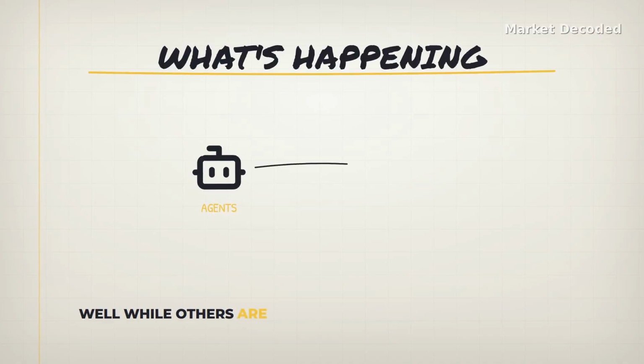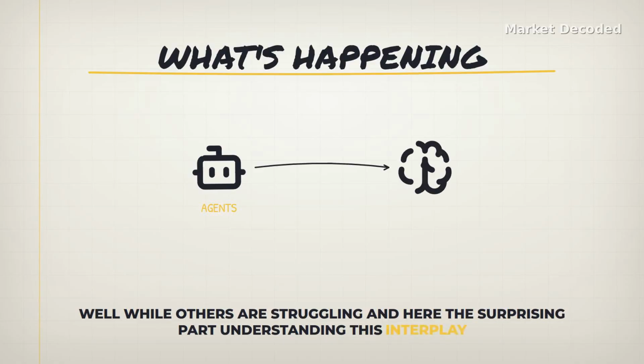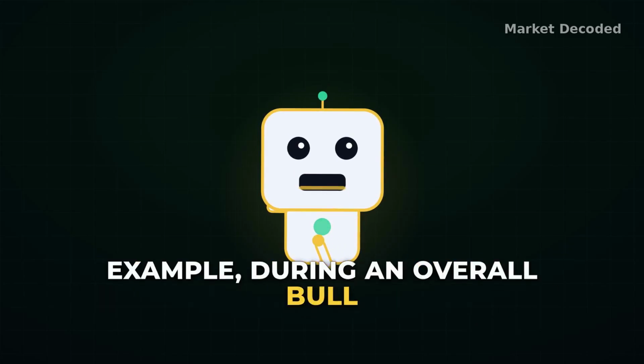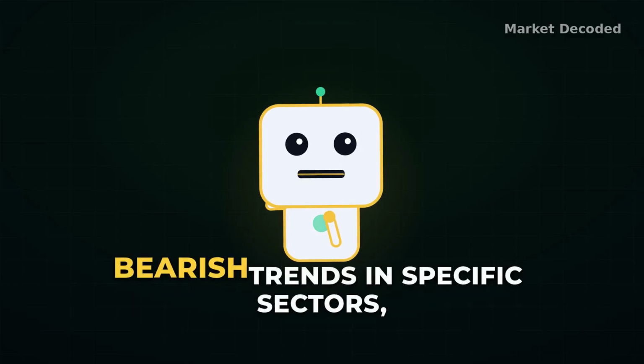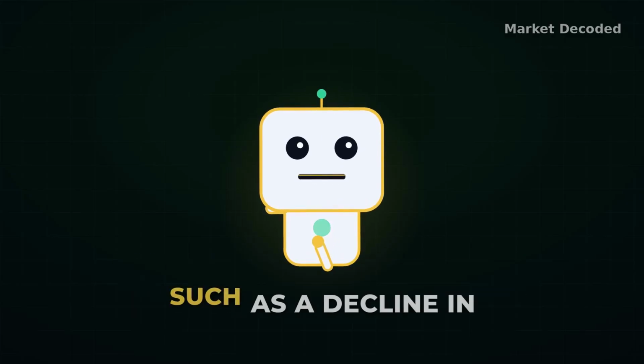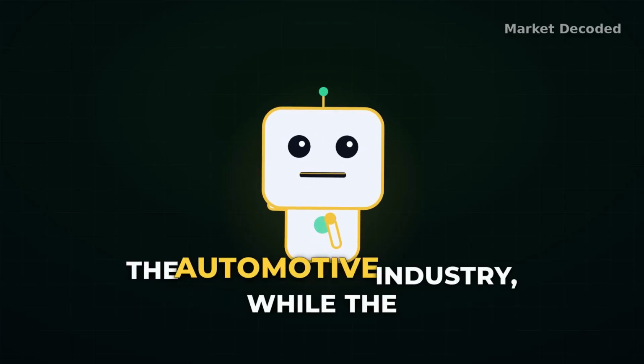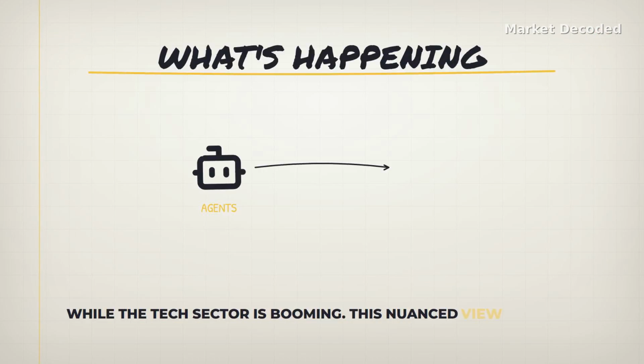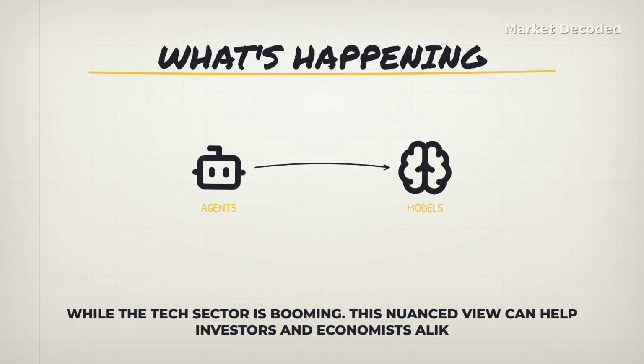And here's the surprising part. Understanding this interplay between bull and bear markets can provide valuable insights into the overall health and direction of the economy. For example, during an overall bull market, there can still be bearish trends in specific sectors, such as a decline in the automotive industry, while the tech sector is booming. This nuanced view can help investors and economists alike to better navigate the complex landscape of the market.